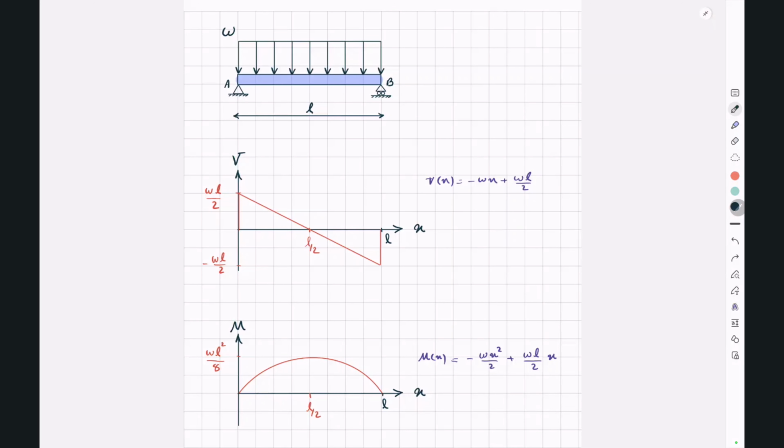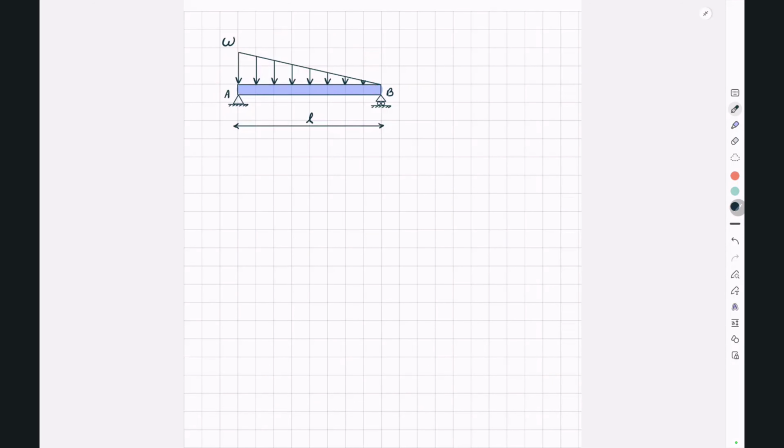In the previous video, we analyzed a simply supported beam with a total length of L and a uniformly distributed load with a magnitude of W, and I showed you how you can write its shear force and bending moment as functions of X, and based on those functions we were able to draw the shear force and bending moment diagrams. So our load was constant with a magnitude of W, our shear force was linear, and our bending moment was a quadratic function.